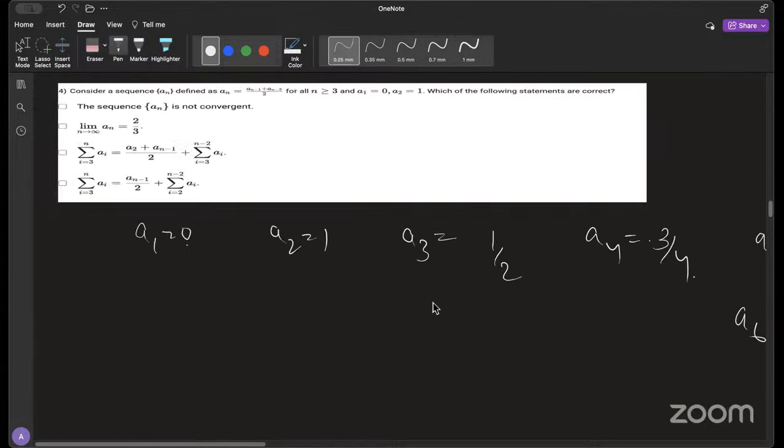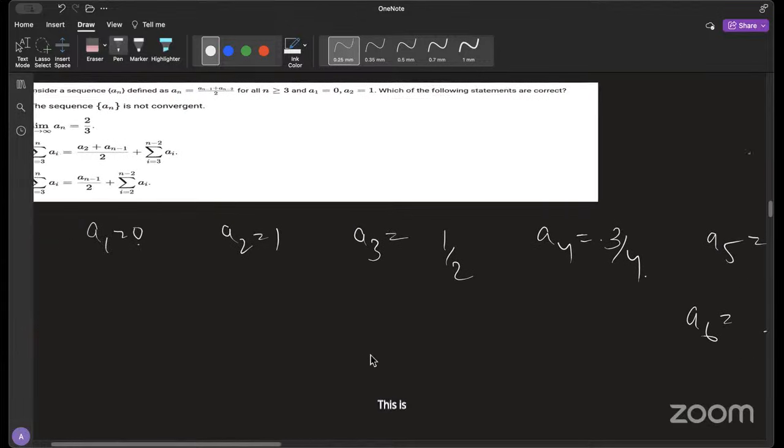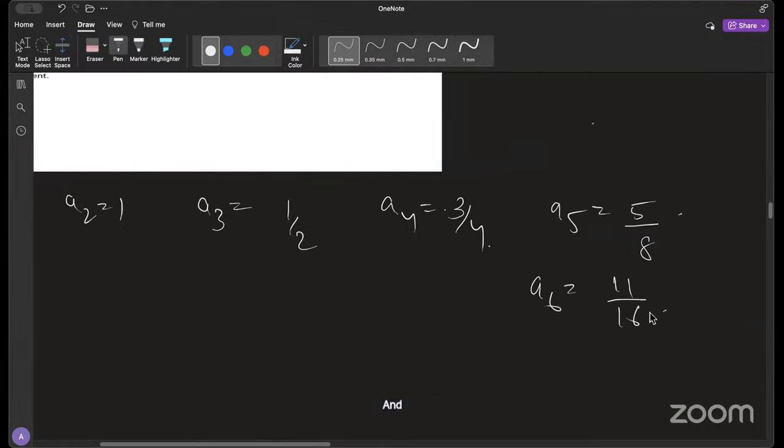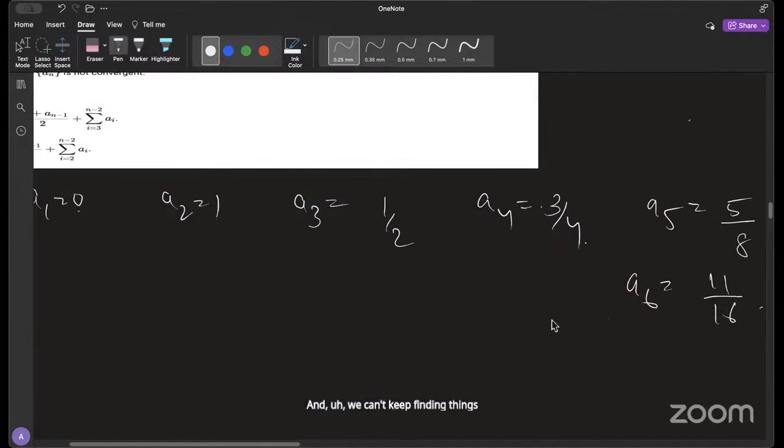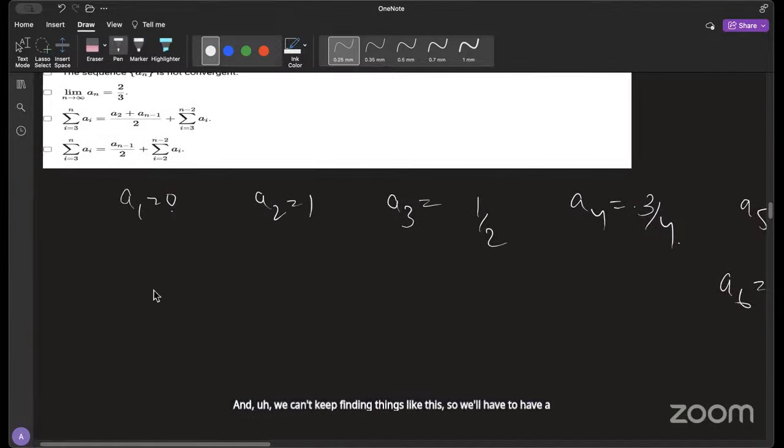Okay, this is your sequence. And we can't keep finding things like this. So we'll have to have a general term for this, where we can write everything in terms of n, right? So let's just have a look at the denominator first.